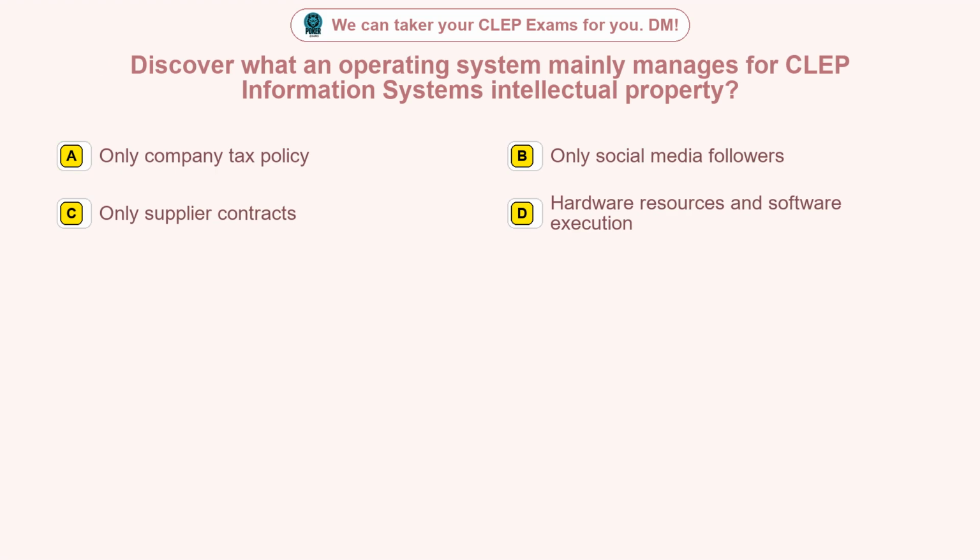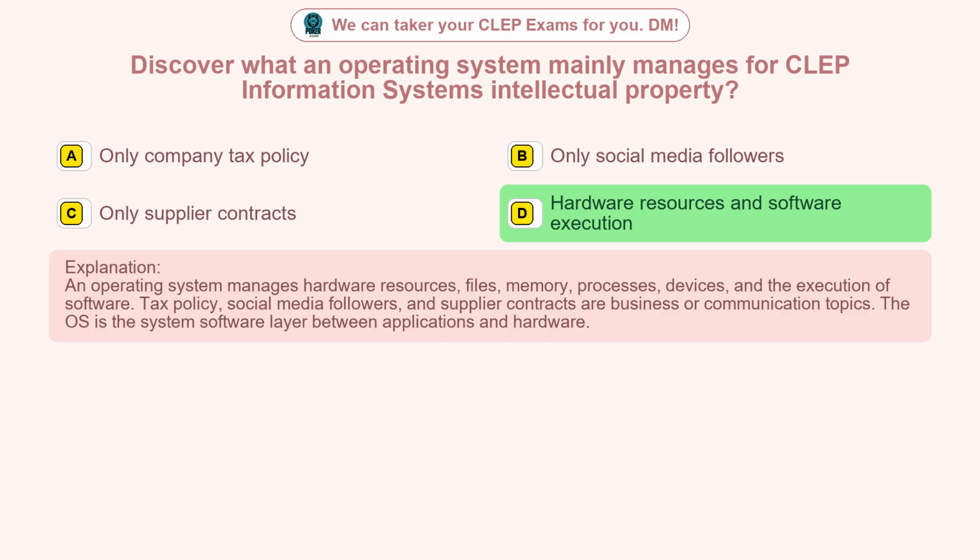Question 63. Discover what an operating system mainly manages for CLEP Information Systems intellectual property. Option A. Only company tax policy. Option B. Only social media followers. Option C. Only supplier contracts. Option D. Hardware resources and software execution. The correct answer is option D. Hardware resources and software execution. An operating system manages hardware resources, files, memory, processes, devices, and the execution of software. Tax policy, social media followers, and supplier contracts are business or communication topics. The OS is the system's software layer between applications and hardware.